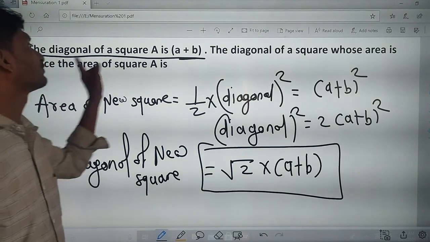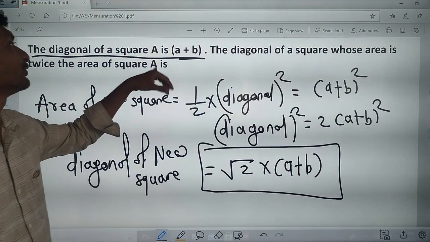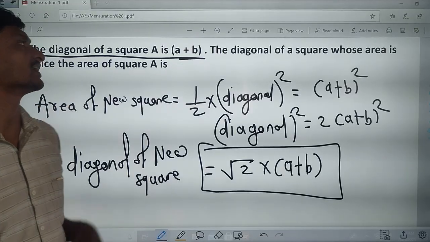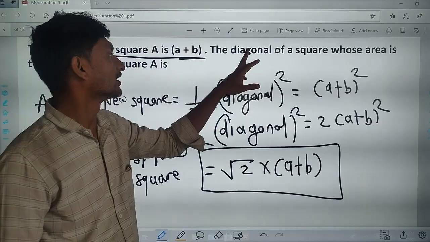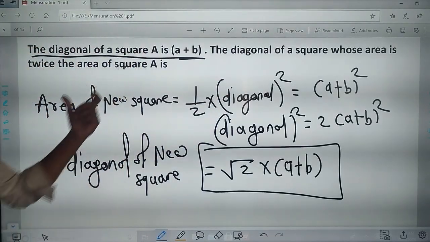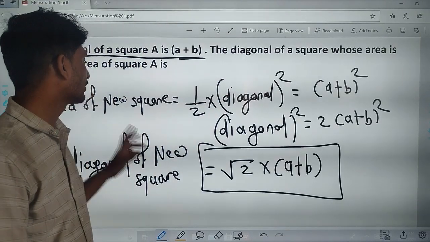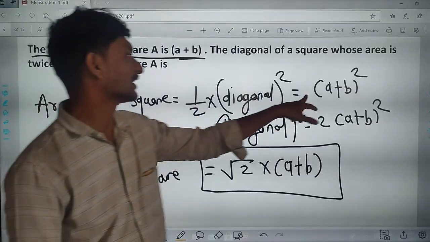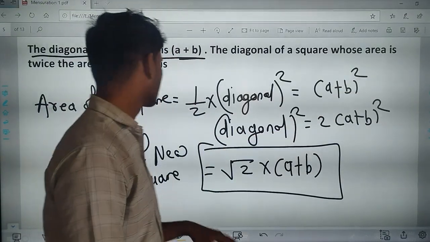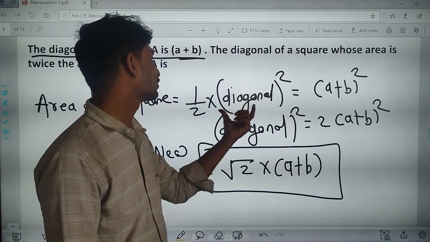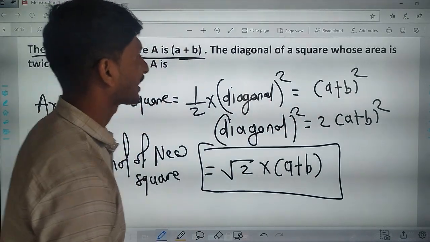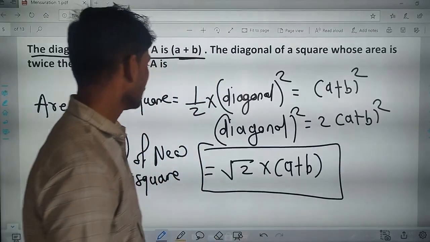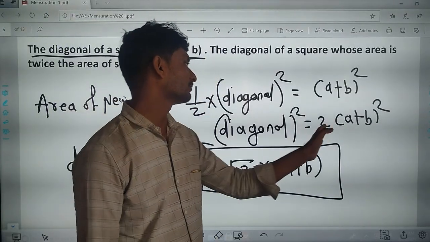Firstly find the area of square A, that is half into (A plus B) whole square. Then the new square has area twice the area of square A. Then we find the area of new square, that is (A plus B) whole square. Then we write the equation: half into diagonal square is equal to (A plus B) whole square. Then here 2 is divided, here it comes multiplied.